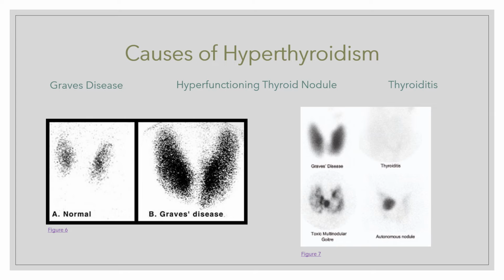These are often benign. And in this image here, you can see the multinodular goiter in the bottom left of the right picture here. You can see that there's several hot spots within that thyroid. And then the one to the right there is the toxic adenoma, which is just a singular hot spot.